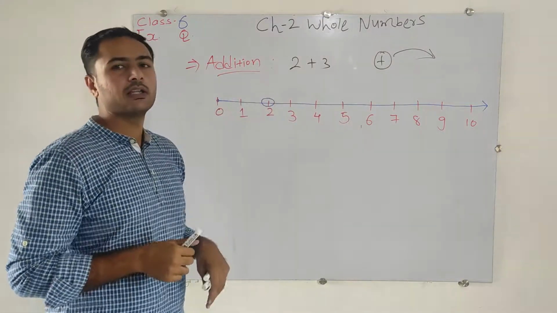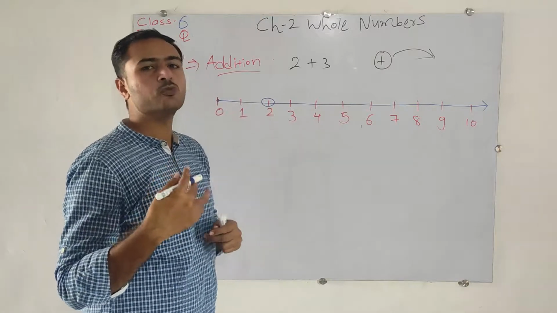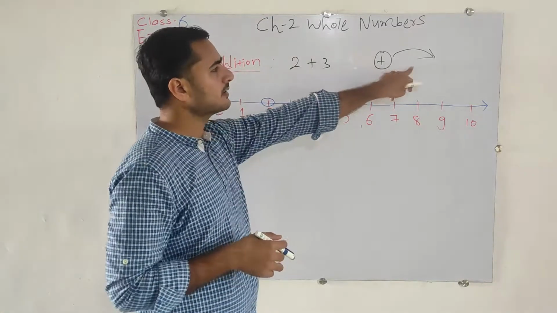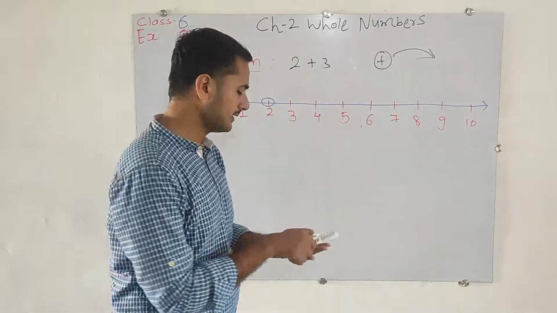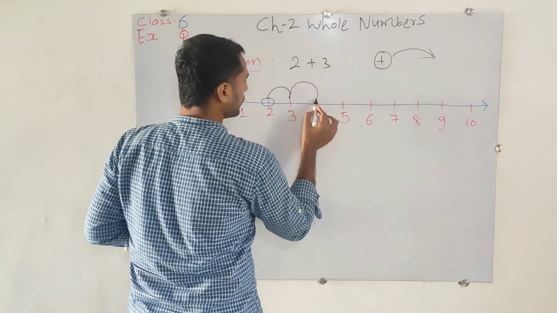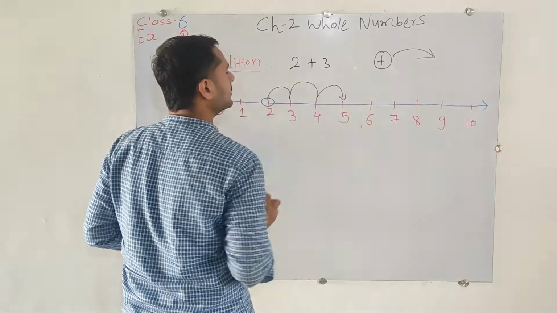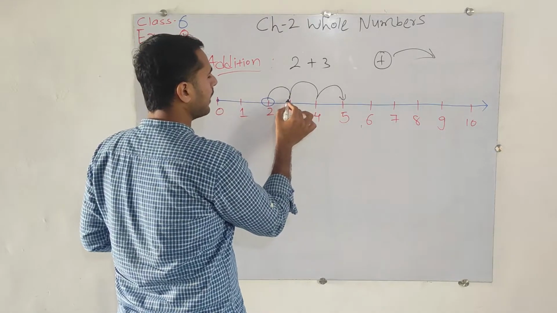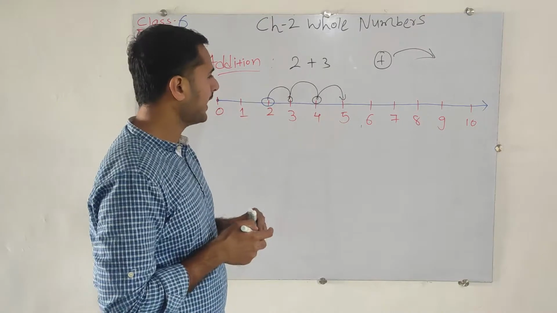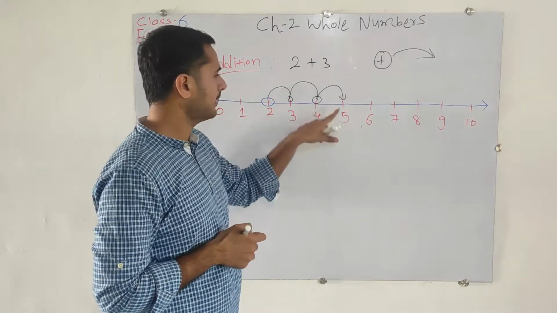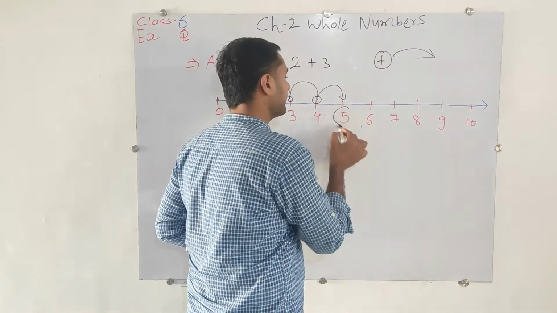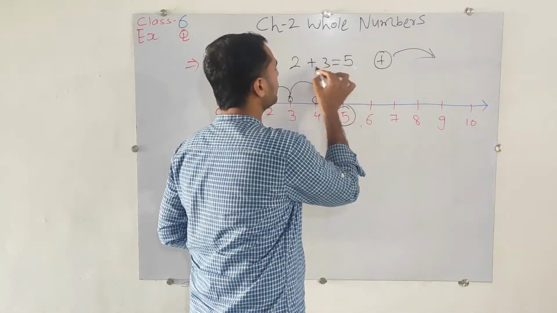Now plus 3 means we need to move 3 places towards plus, that is, towards the right side. So how will we move? From here 1, 2 and 3. Now identify which number is last, the point that is 5. So it means 2 plus 3 is equal to 5.